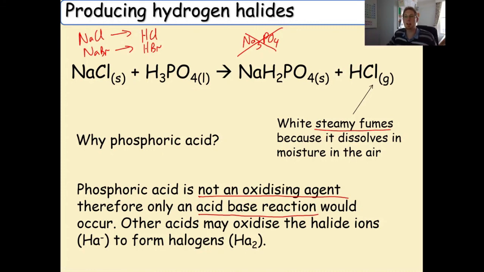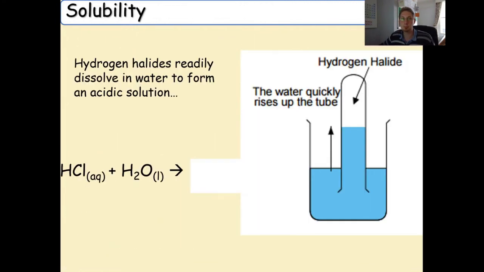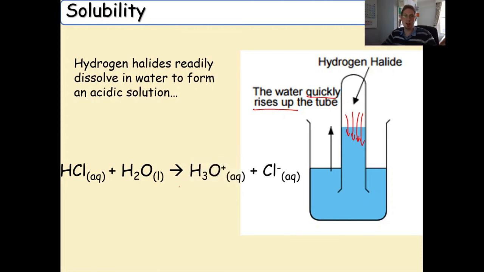Why is it steamy? Well, that's because it sucks in water from the atmosphere, creating water droplets around it and therefore looking like steam condensing. And on that note, hydrogen halides are so soluble that if you have a tube of hydrogen halide, it would dissolve so rapidly into water that the water would quickly rise up the tube. What does it form? You should know this. It forms H+ and Cl-, but we're A-level now.